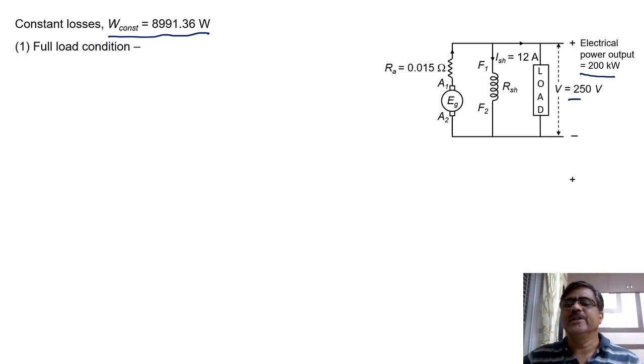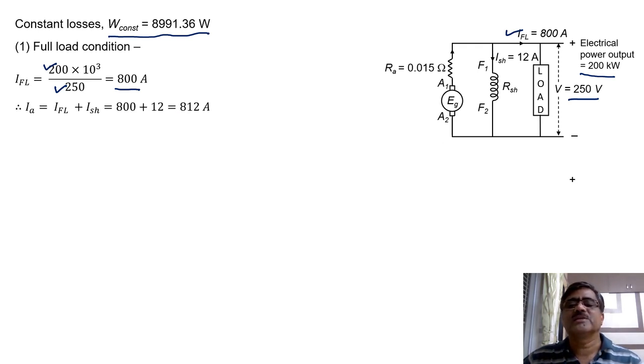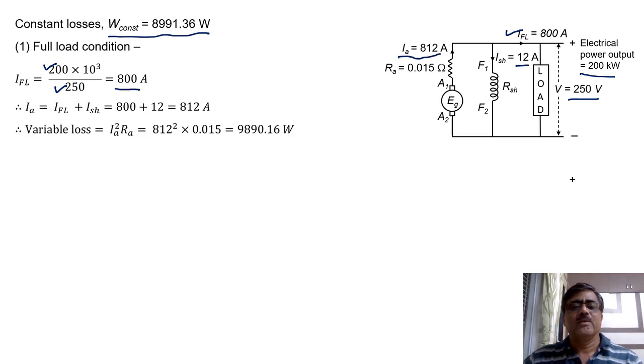And terminal voltage, it is 250 volt. So using this power and voltage, we can calculate the full load current. So I full load, it is equal to 200 into 10 raised to 3 divided by 250, which is equal to 800 ampere. So full load current is 800 ampere. Now the current through armature, it is IFL plus ISH. Now IFL, it is 800 and ISH, it is 12, and therefore 800 plus 12 and IA, it is 812 ampere.